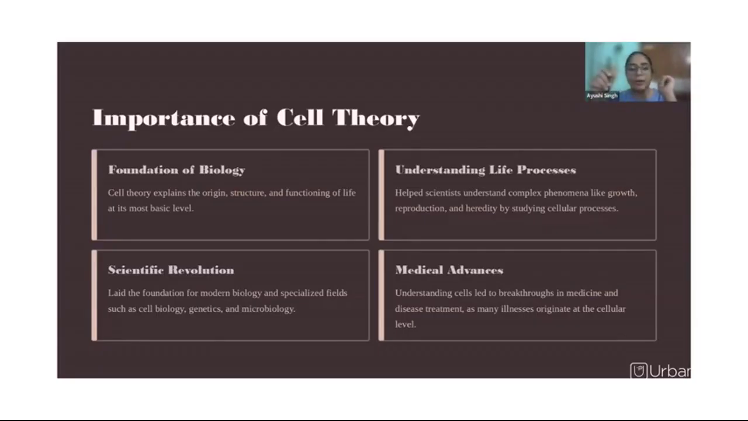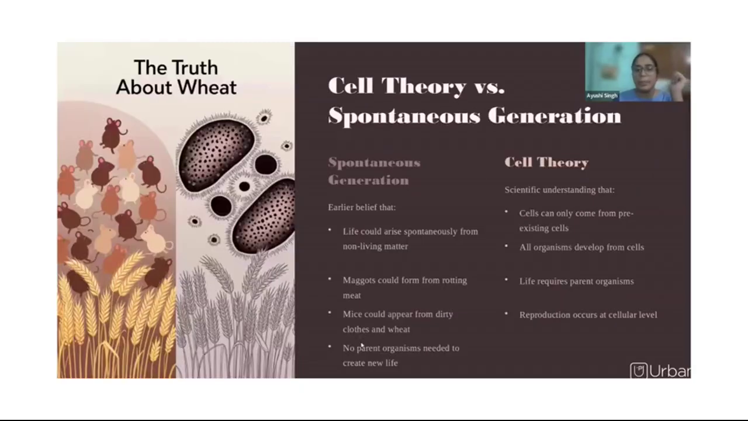Now, if we talk about the scientific revolution, it laid the foundation for modern biology to understand different fields like cell biology, genetics, biotechnology, bioinformatics, and different other things. And medical advances as well. For treating any disease, you have to know what and where the disease is being caused, what system it is affecting, and then only you can come up with a treatment, right? So this cell theory is there.